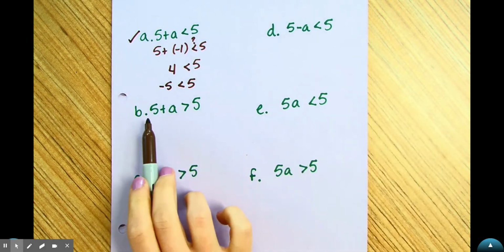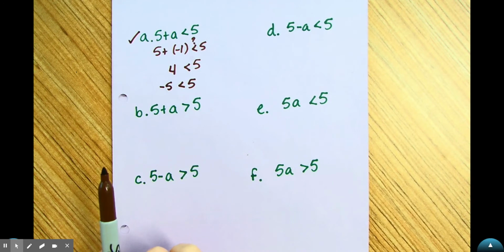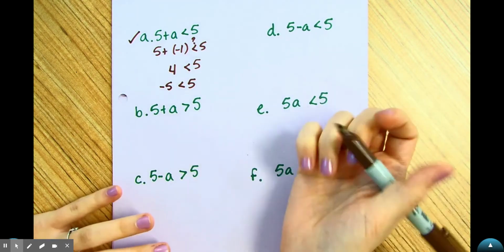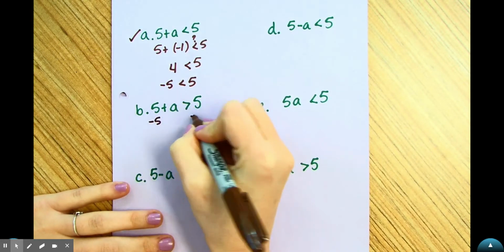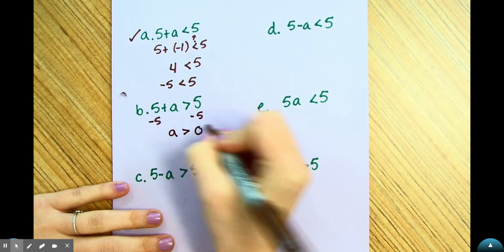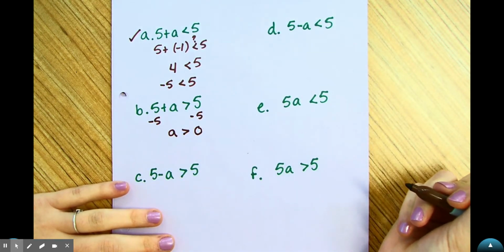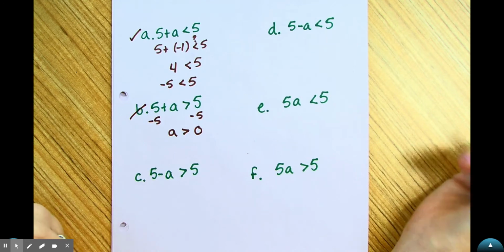Could it be that 5 plus a is greater than 5? Let's subtract 5 and see if we can get a to be bigger than something. We're going to pretend like this is an equation. And we're left with a over here is greater than 0. Is a greater than 0? No, because a is negative, which means it has to be less than 0.